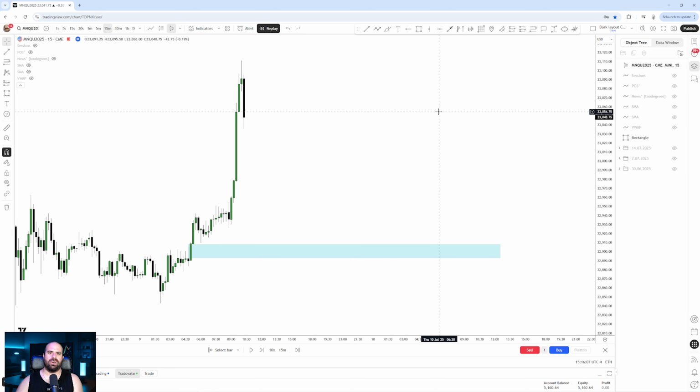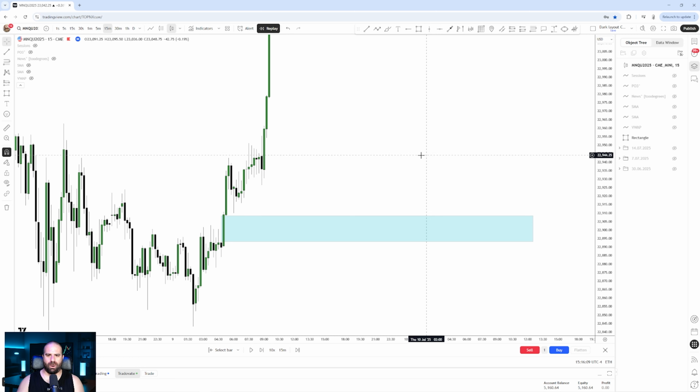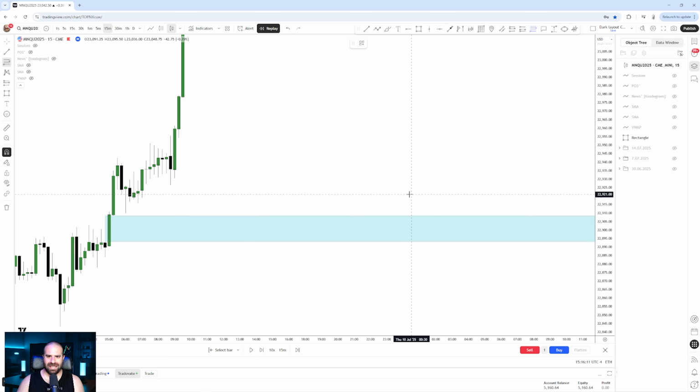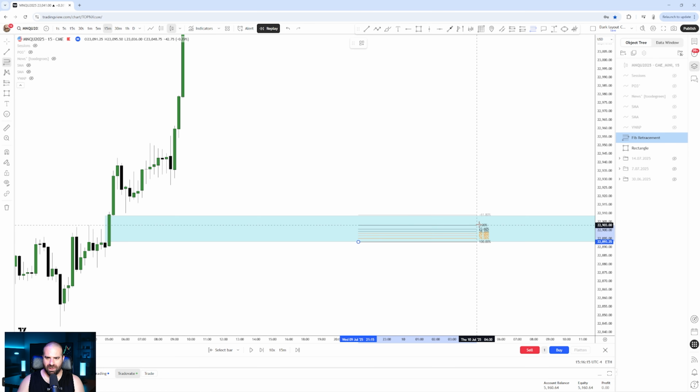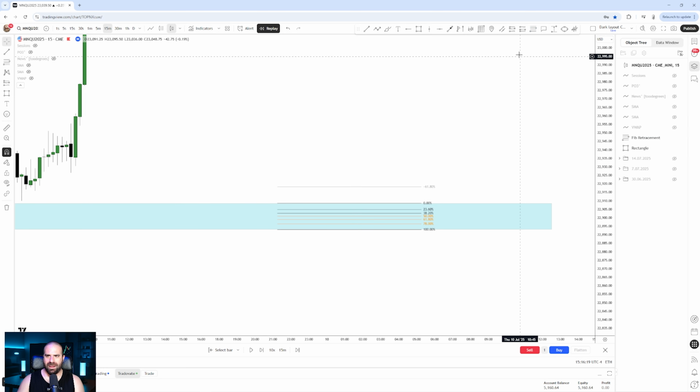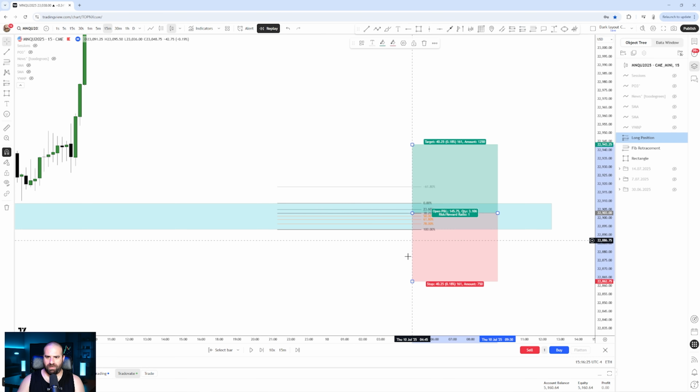Let's continue, okay? What you will be doing now, as I showed you, you will be taking the Fibonacci tool and you will be measuring from the bottom until the top of the fair value gap. And then you will place a pending order at the 38.2% Fibonacci level with the stop loss below.